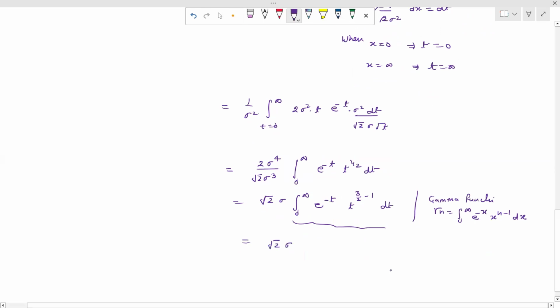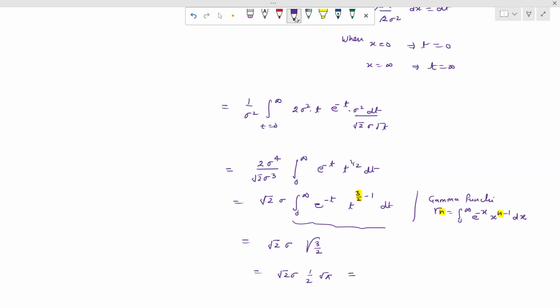So we write down 2 root 2 into sigma, where the value of this integration is gamma 3 by 2. So we can compare this. What is the n? This is our n, gamma 3 by 2. So what is the value of gamma 3 by 2? We know that gamma 3 by 2 value is 1 by 2 into root pi. So now we simplify this.